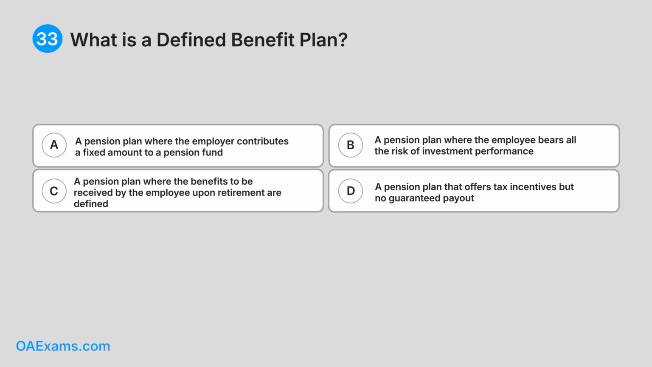33. What is a defined benefit plan? A. A pension plan where the employer contributes a fixed amount to a pension fund. B. A pension plan where the employee bears all the risk of investment performance. C. A pension plan where the benefits to be received by the employee upon retirement are defined. D. A pension plan that offers tax incentives but no guaranteed payout. Can you guess the answer?